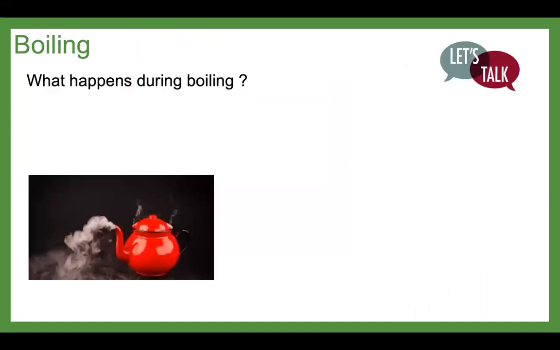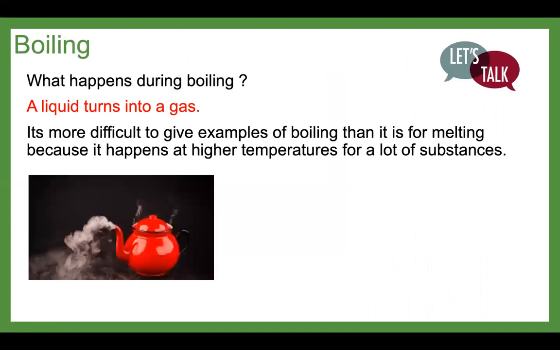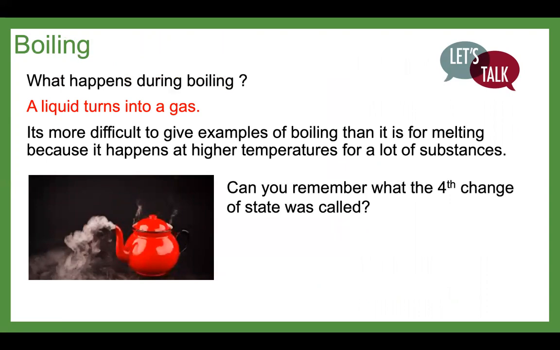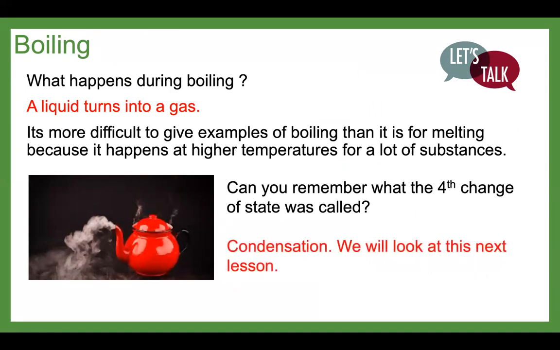So boiling, what happens during boiling? During boiling, a liquid turns into a gas. It's more difficult to give examples of boiling than it is for melting because it happens at higher temperatures for a lot of substances. Can you remember what the 4th change of state was called? Pause the screen. Okay, let's see if you are correct. It was condensation. We will look at this next lesson.